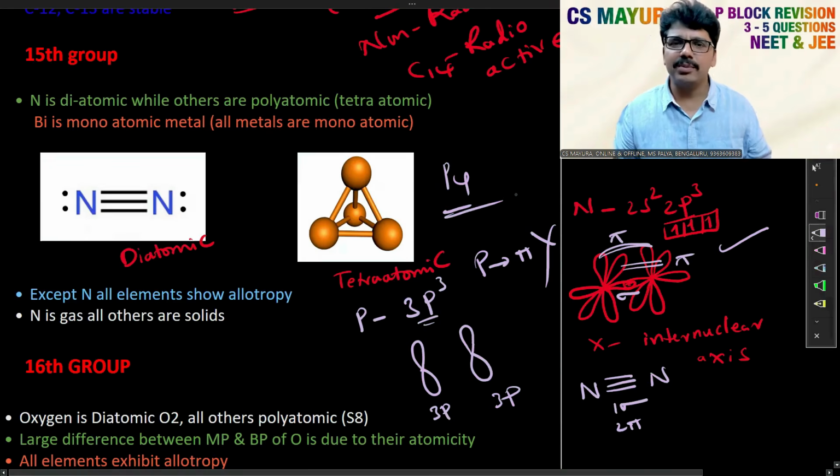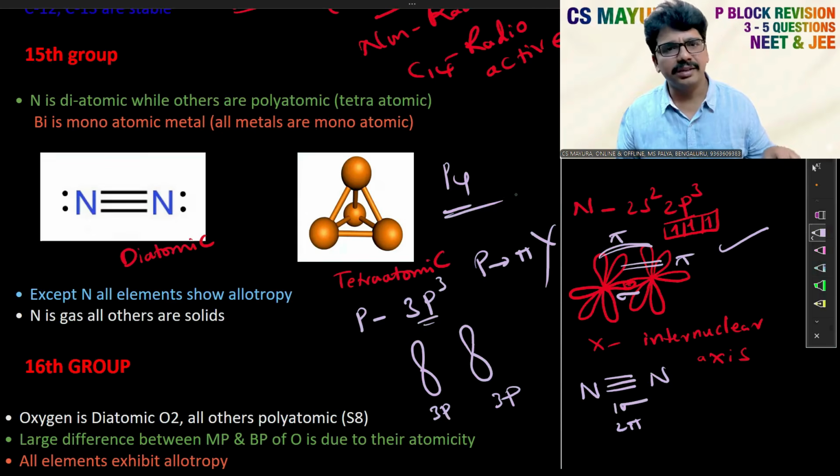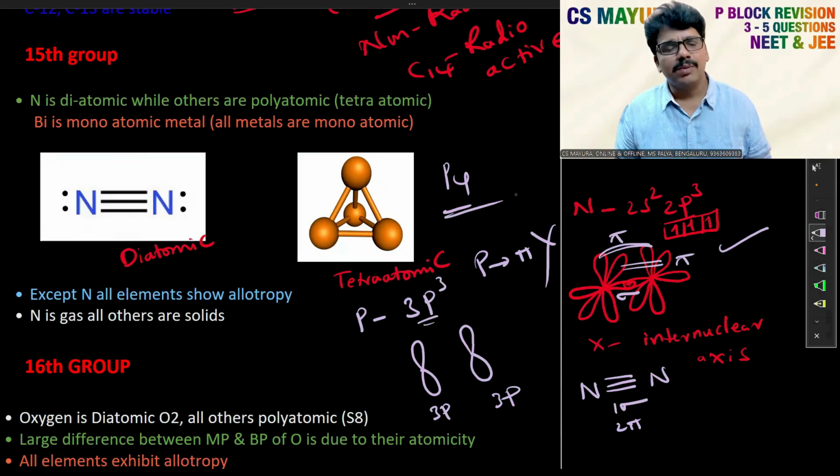Right. The same reason is applicable for oxygen and sulfur also. Oxygen has 2p orbitals involved in bonding. So this 2p can form pi bonds. Oxygen can exist as O2. But sulfur has 3p orbitals. 3p pi bond formation does not take place. So it can't form S2. So sulfur combines with other sulfur atoms through single bonds and gives the S8 molecule.